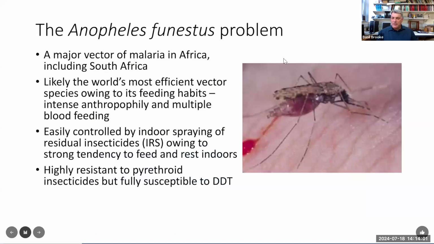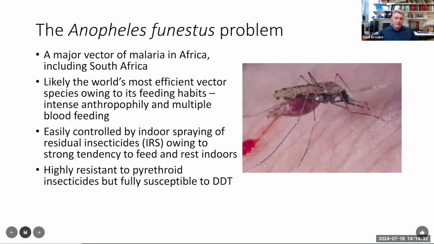So we have a problem in South Africa, and in fact in the southern and eastern African region, which also affects Mozambique and Zimbabwe, for example, and countries further north. And that is this mosquito here, Anopheles funestus. It's a major malaria vector in Africa, including southern Africa. It is probably the world's most efficient vector, especially of Plasmodium falciparum, which is the worst kind of malaria you can get.